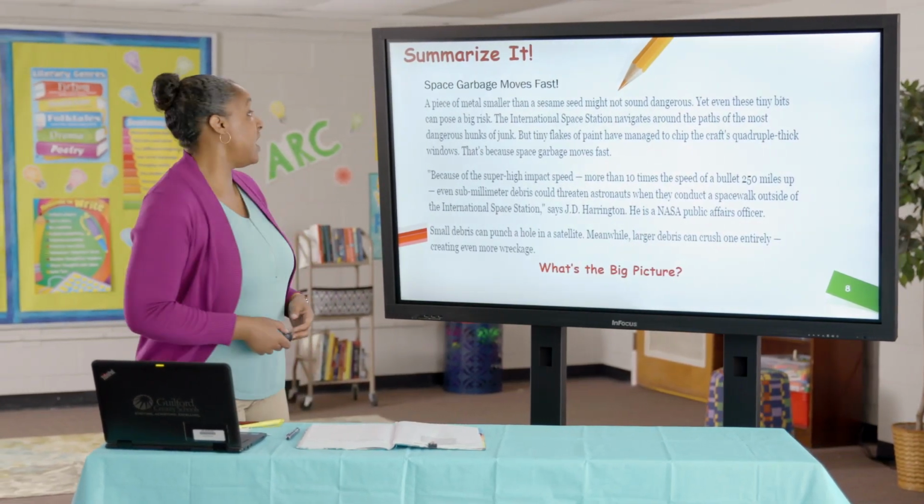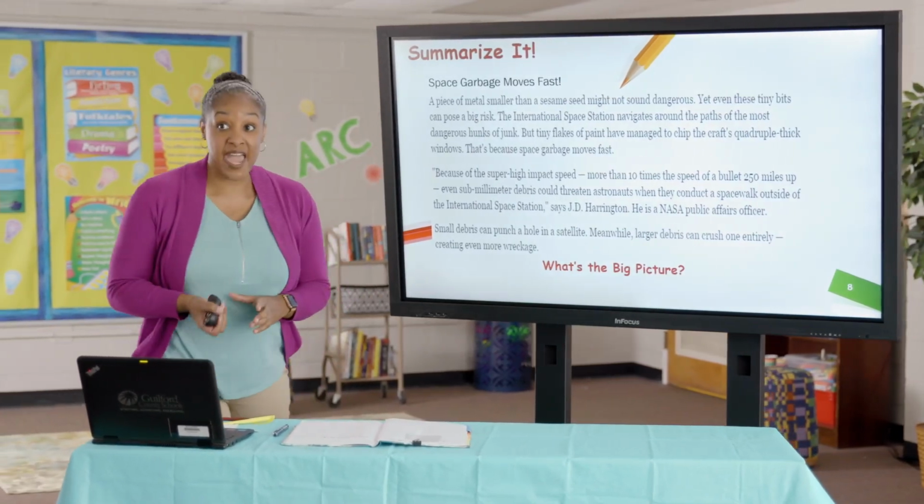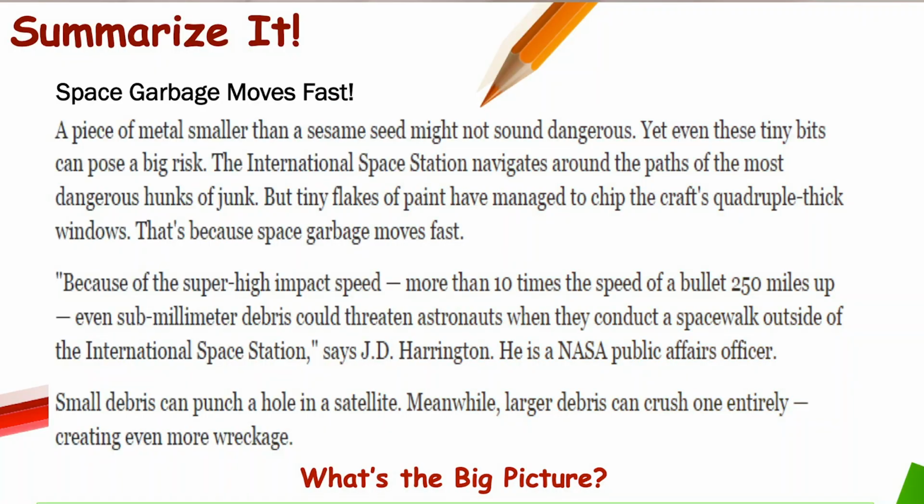This section is titled Space Garbage Moves Fast. A piece of metal smaller than a sesame seed might not sound dangerous, yet even these tiny bits can pose a big risk. The International Space Station navigates around the paths of the most dangerous hunks of junk. But tiny flakes of paint have managed to chip the craft's quadruple thick windows. That's because space garbage moves fast.